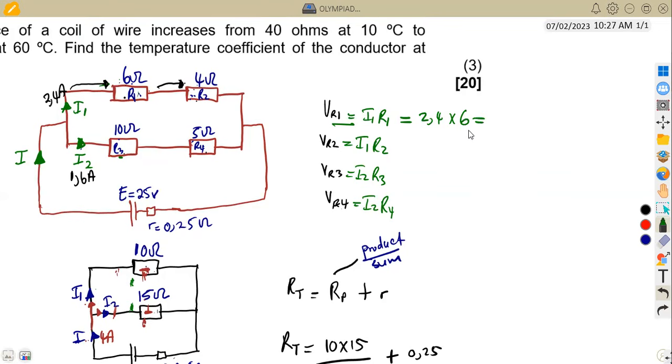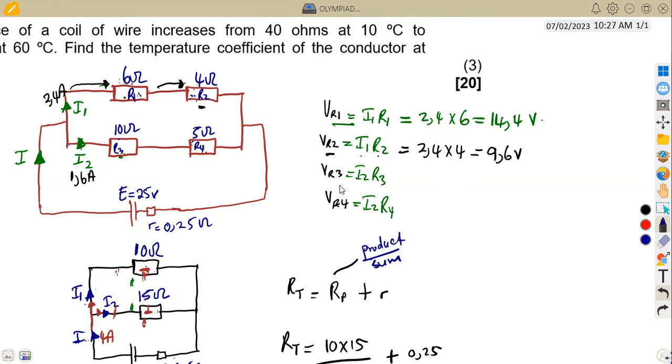So if you multiply 2,4 times 6, we are going to obtain 14,4 volts in this case. All right, we move on to VR2. So VR2 is I1 times R2. I1 is still 2,4. So that's 2,4 times R2, which is 4 ohms in this case. So if you multiply 2,4 times 4, you're going to obtain 9,6 volts.